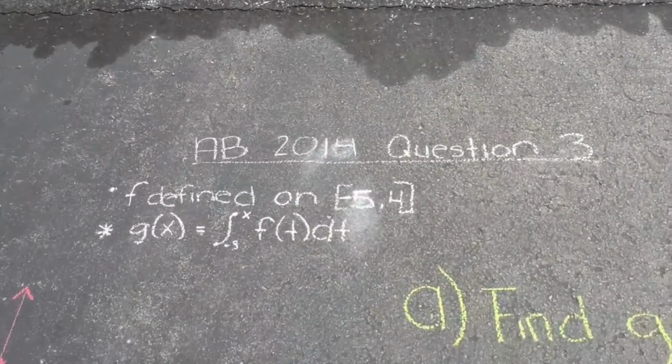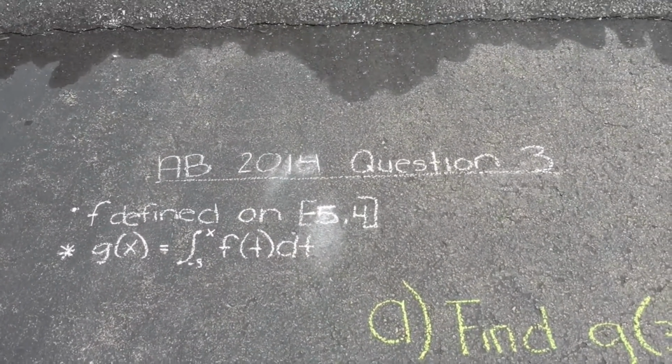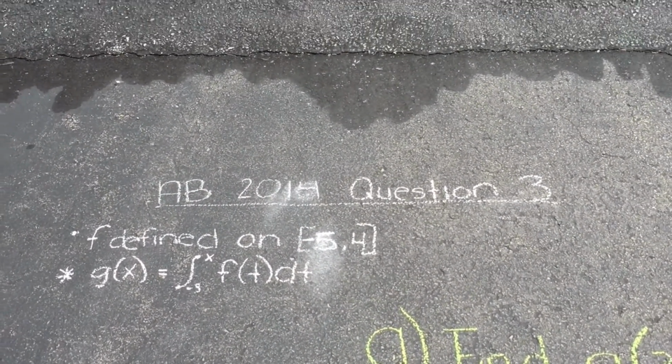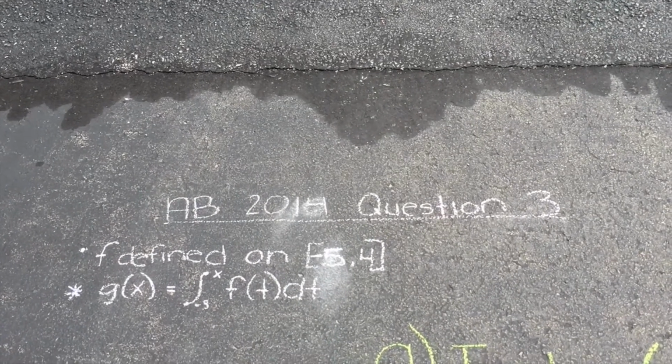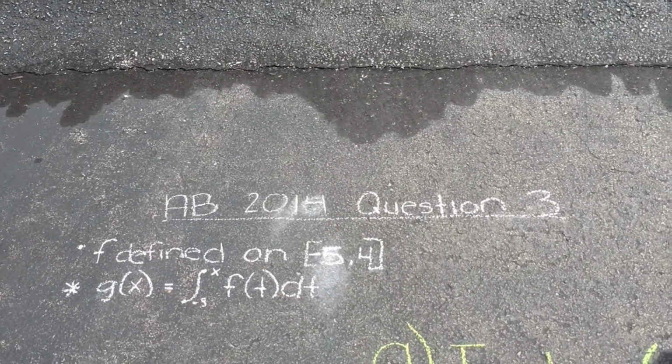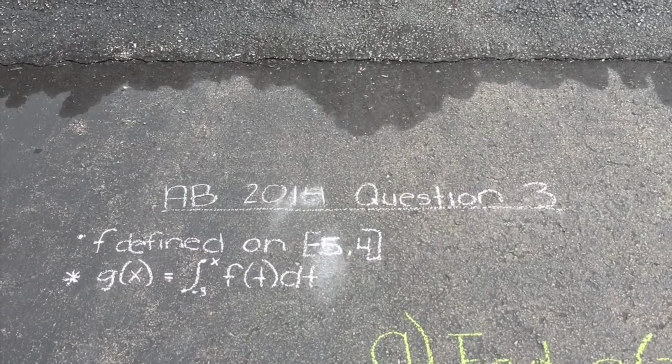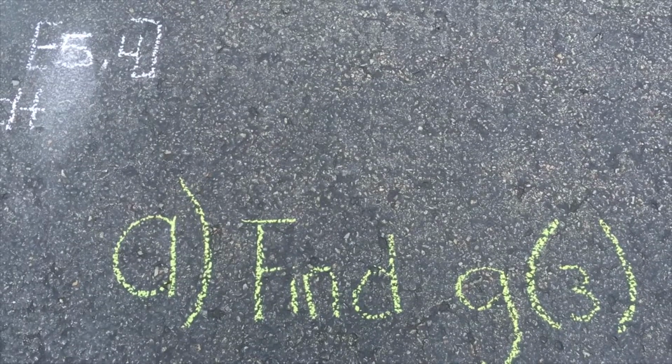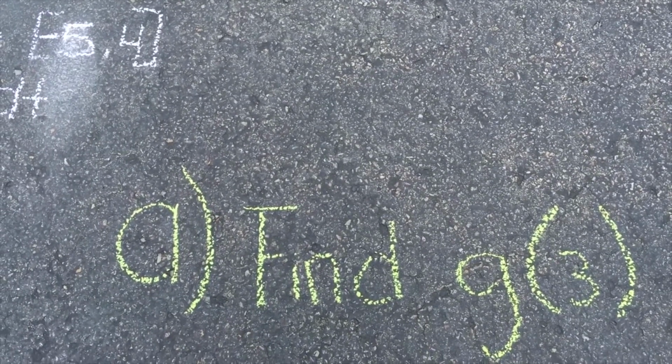Today I'm going to teach you guys how to solve the AP 2014 question 3 on the exam. We are given that f is defined in the closed interval from -5 to 4, and also the key fact that g of x is equal to the integral from -3 to x of f of t dt. Part A asks us to find g of 3.